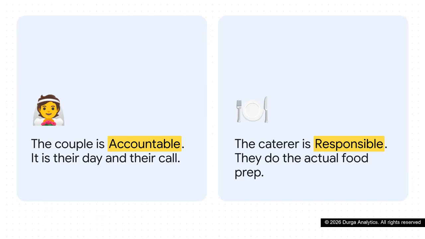But if that food comes out completely cold, whose big day is ruined? The couple's. The caterer is responsible for doing the actual work, but the couple, they are accountable. It's their day, their ultimate call. You might consult the parents on the guest list, and you just inform distant relatives about the date. Chaos at a wedding, just like in a data governance program, usually happens when two people think they're accountable for the exact same thing, or worse, when nobody is.